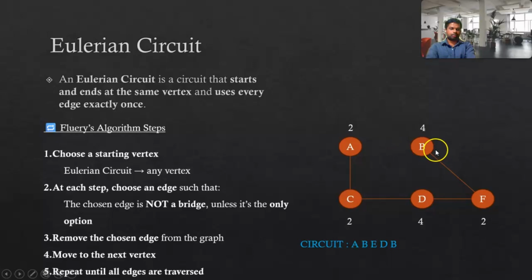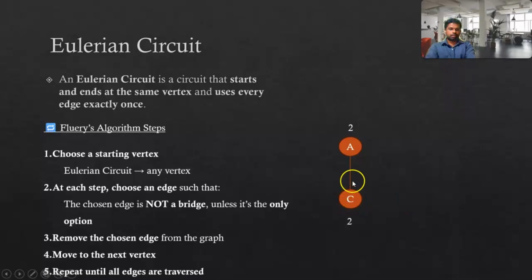And again from B, we only have one edge, and that is to F. We'll go to F now and we delete this edge. We can delete the vertex B too. And our circuit becomes A, B, E, D, B, F. From F, we can go to D and delete that edge. From D, there's only one edge connected, that is to C, and we delete that edge.